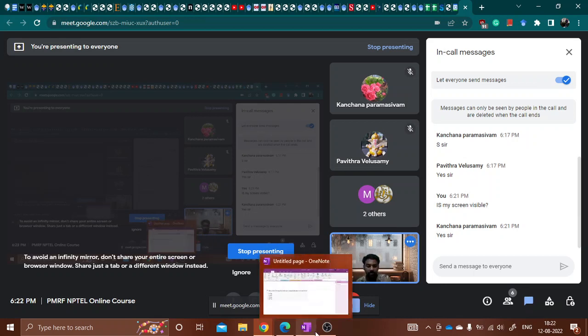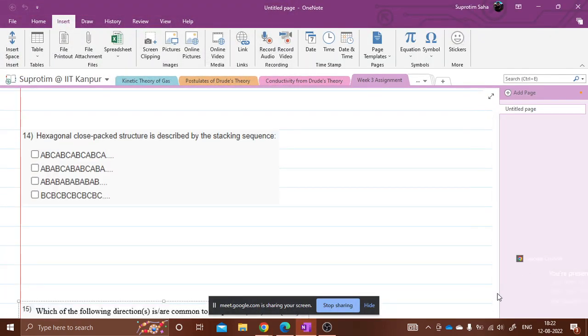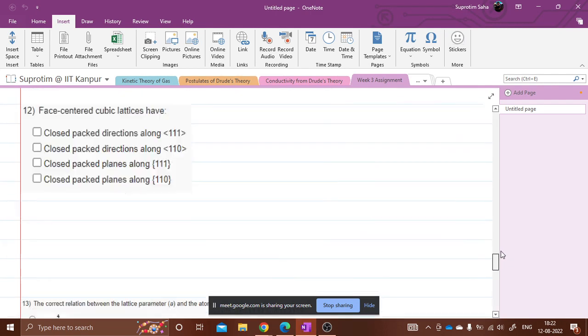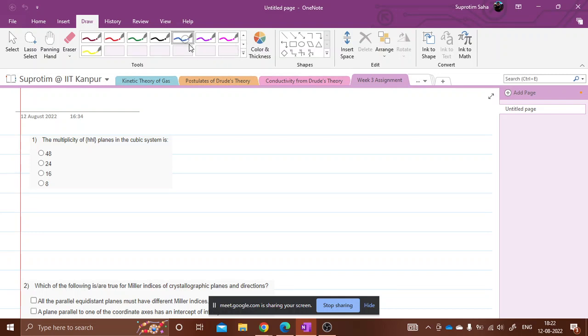Fine then. So let's start with sample questions for week 3. So the first question that is given is: the multiplicity of HHL planes in the cubic system is. So it's given that the family of planes is HHL and you have to find out the multiplicity.